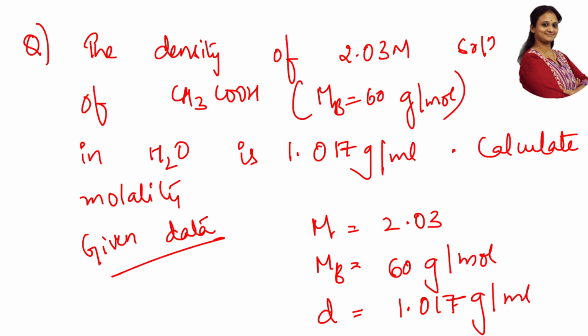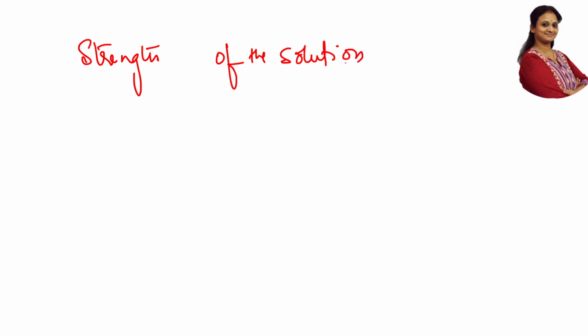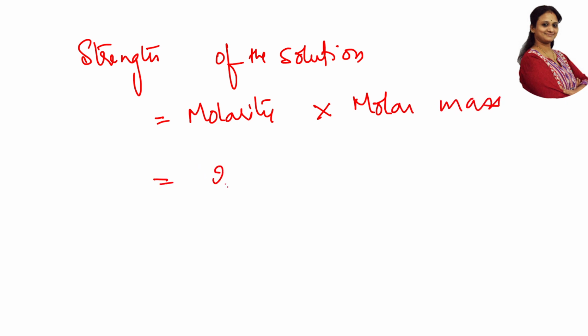I calculate molality. So molarity and molality, how to do it? Simple formula. First calculate strength of the solution. Why strength of the solution? Here, the molarity is nothing but the strength, right? So, strength of the solution is nothing but molarity into molar mass. How much is molarity given to me? 2.03. What is the molar mass of acetic acid? 60 gram per mole. Correct, right?